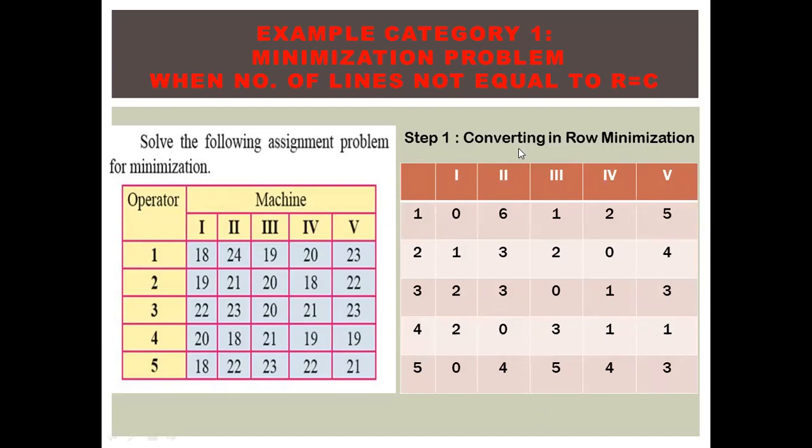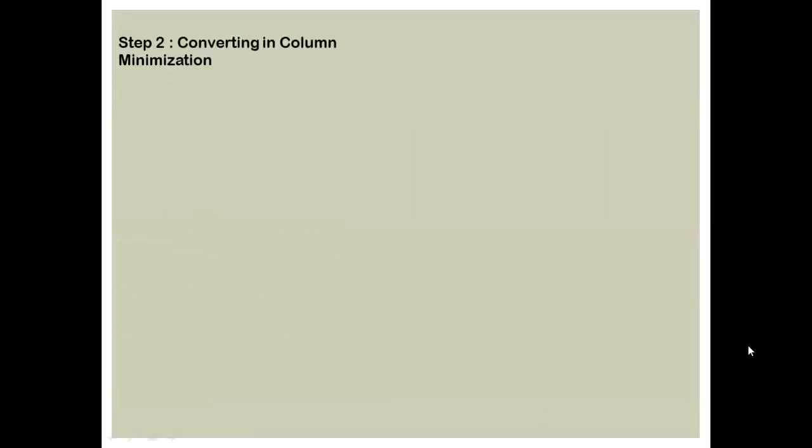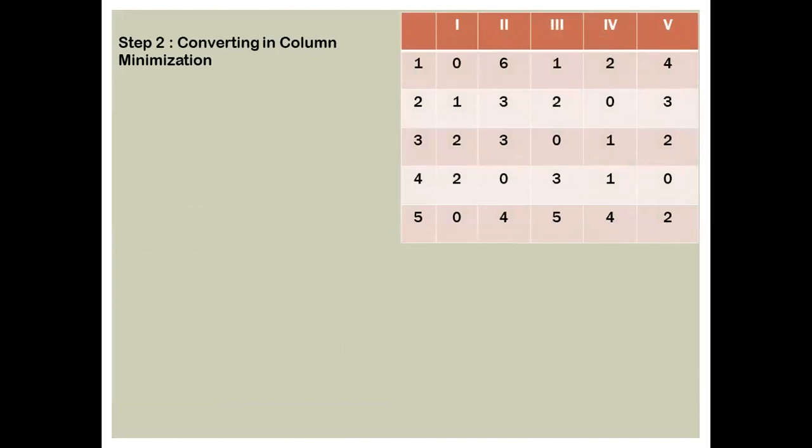Now the next step will be converting in column minimization. So class, before we move on to the next step, check whether in each column what is the minimum number. Now as you can see in first, second, third and fourth columns, the minimum numbers are zeros. But what about the fifth column? Here you can see the minimum number is none other than 1. So the fifth column will be subtracting 1 from all the elements in the fifth column. So the matrix which you'll be getting will be like this. So I hope up till here the sum is clear.